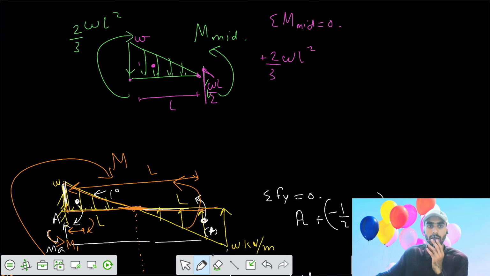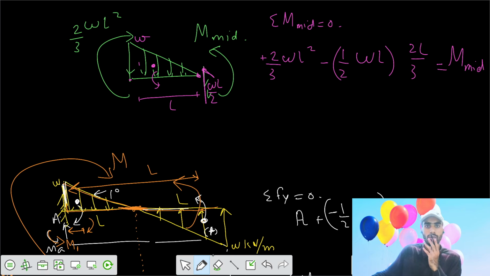We can calculate the effect anti-clockwise. That means 1/2 W into L acting at a distance of L/3, and the moment M mid in the anti-clockwise direction; the moment at mid goes to 0. Then we shift it, and we can write M mid equals to this value.